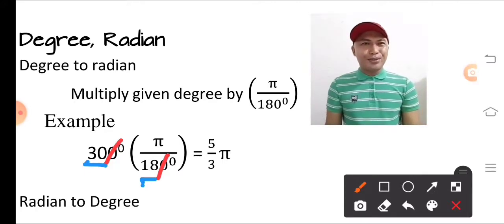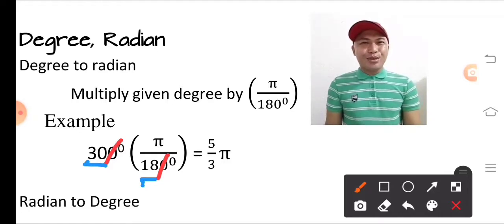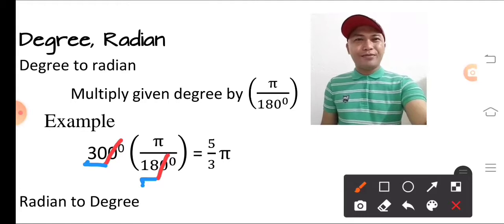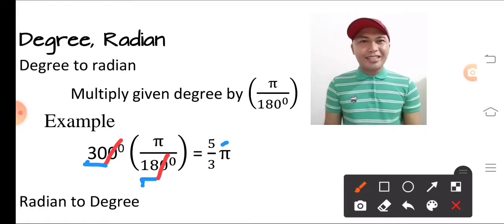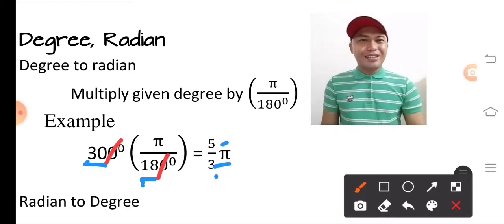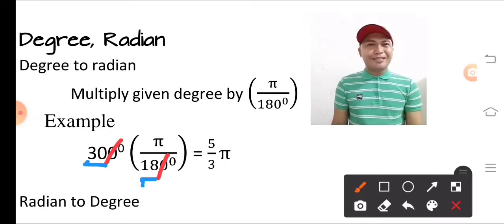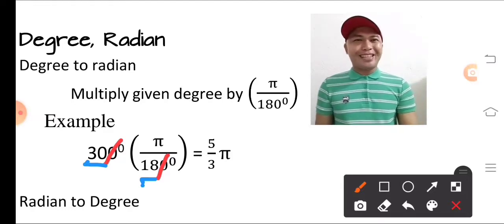If you're going to reduce 30 and 18 into lowest terms, their common factor is 6. So 30 divided by 6 is 5, and 18 divided by 6 is 3. So the answer is 5 over 3 pi. Just copy pi.